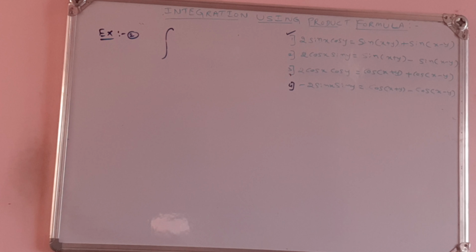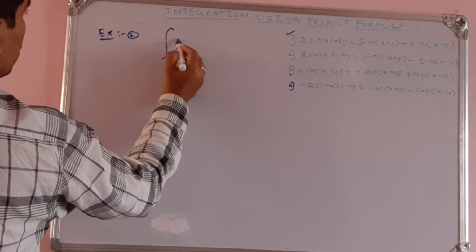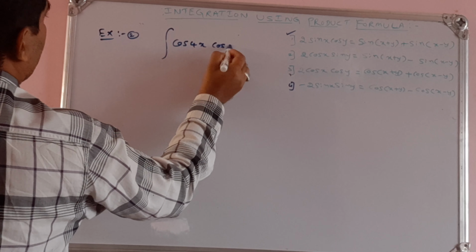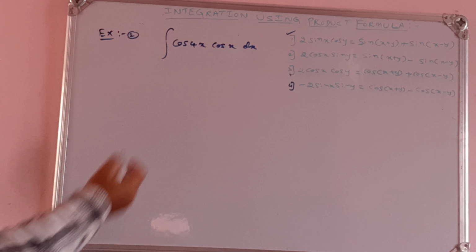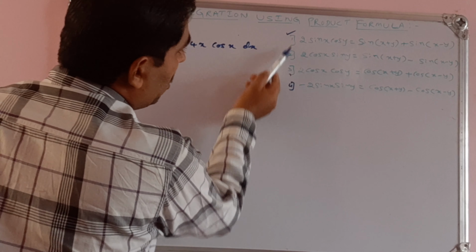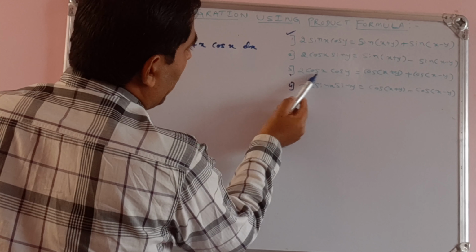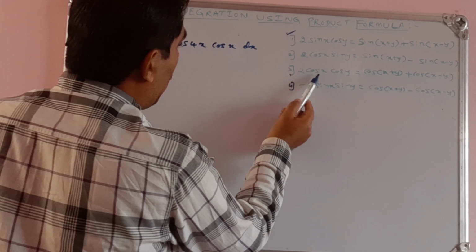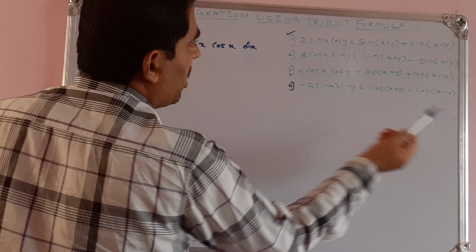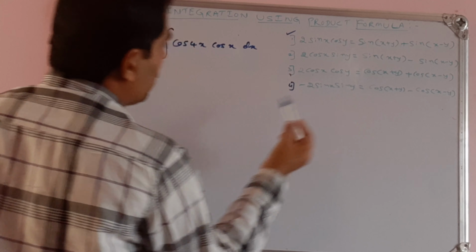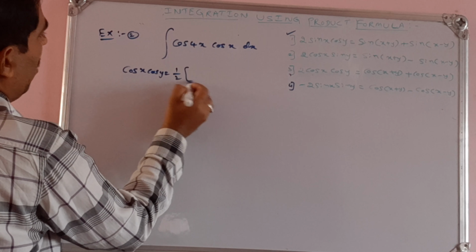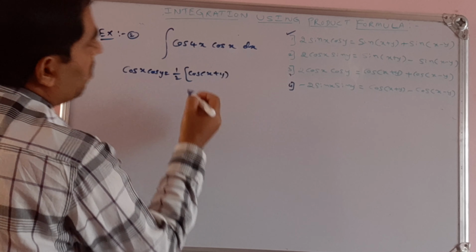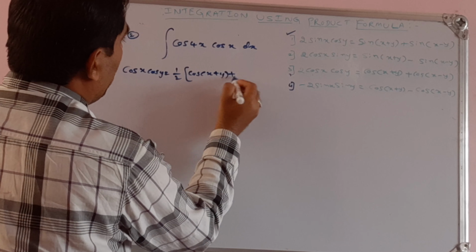So integrate cos 4x cos x. Observe this, cos 4x into cos x. See, observe the product, cos into cos. So which formula can we use here? See, 2 cos x cos y is equal to cos of x plus y plus cos of x minus y. So the formula is, cos x cos y is equal to half into cos of x plus y plus cos of x minus y.